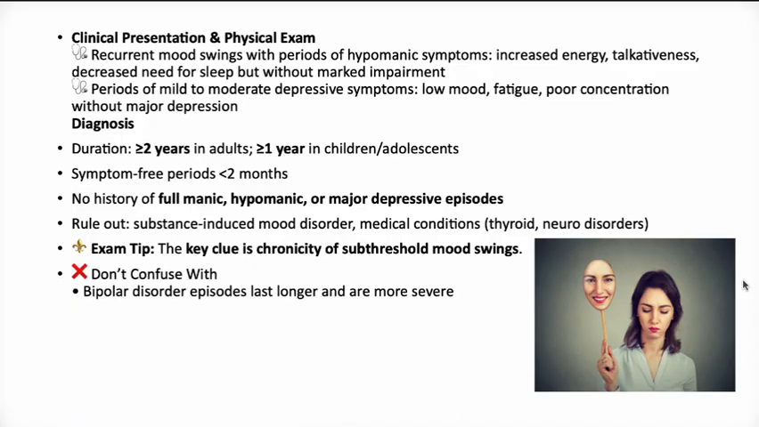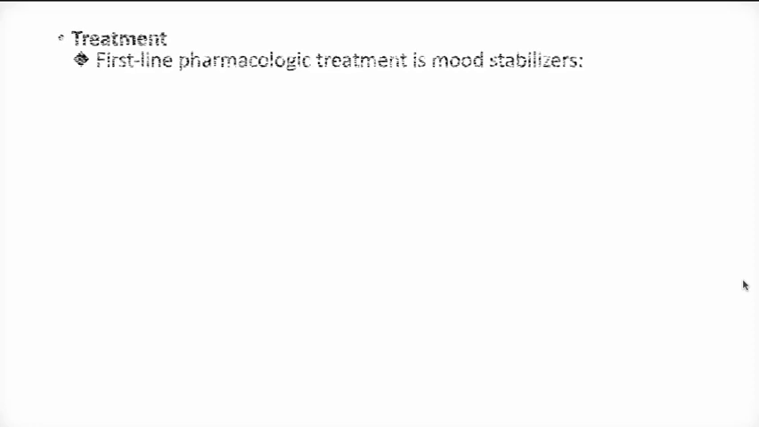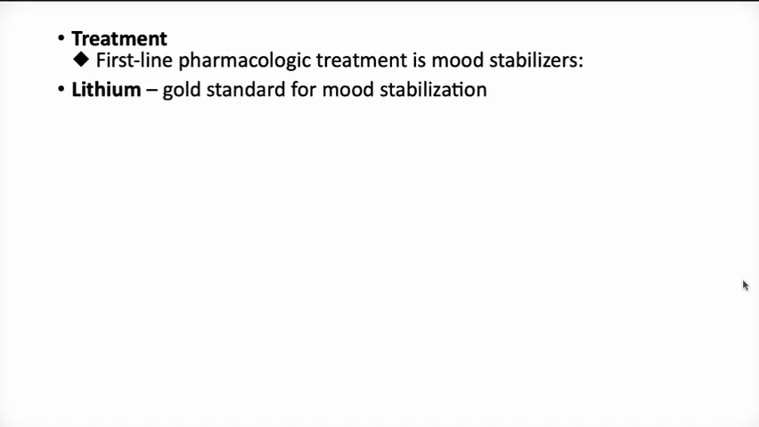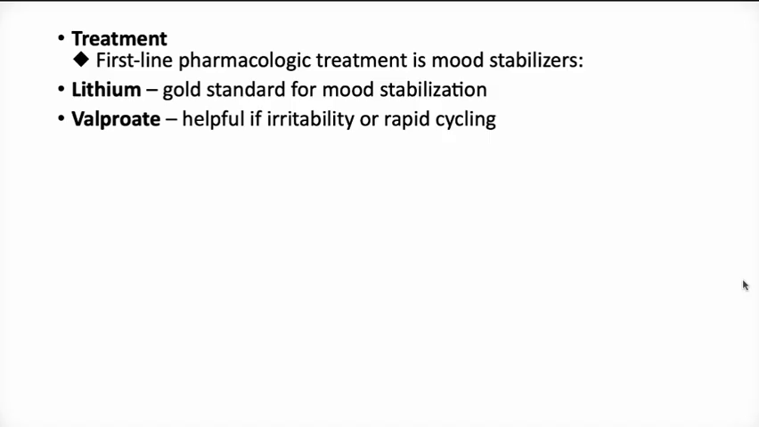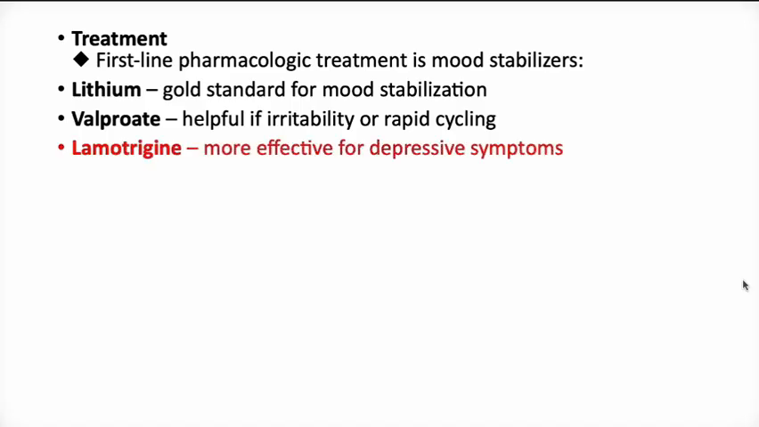Don't confuse it with bipolar disorder. This is lasting longer, and bipolar is more severe. What is the treatment? Well, the first line pharmacological treatment is, as always, mood stabilizer in these conditions. Lithium is going to be a gold standard for mood stabilization. Valproate can be useful if there is irritability or if they're dealing with rapid cycling. And lamotrigine, this is the one mostly prescribed if you're dealing with mostly depressive symptoms. So look for those things in the question stem.